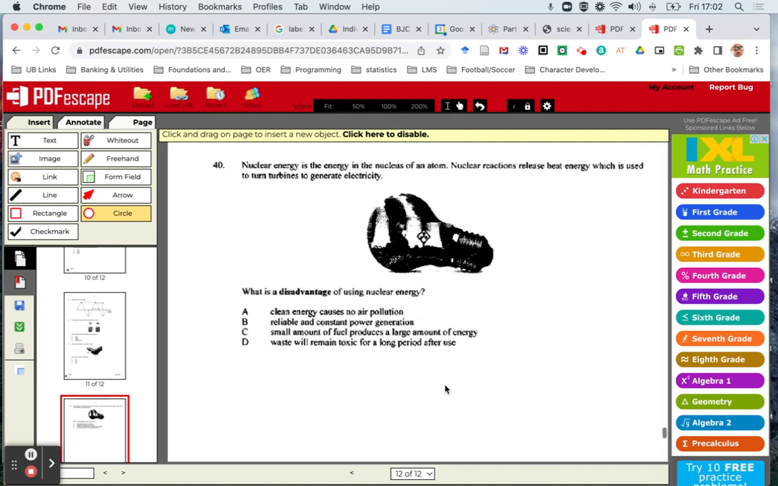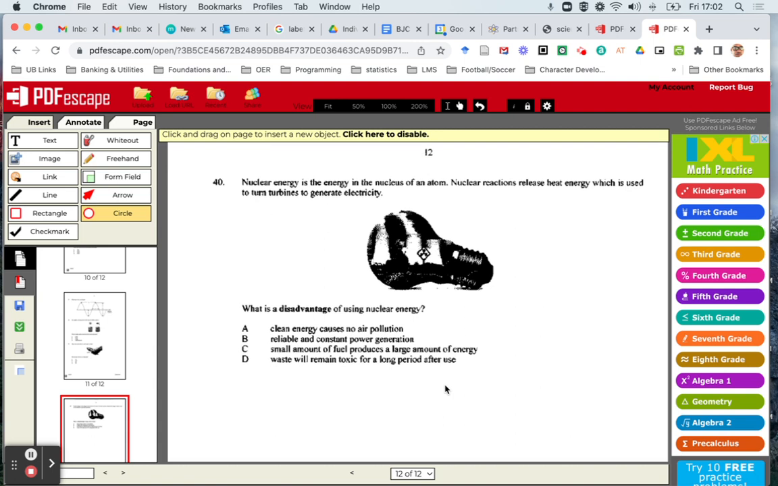Our last question. Nuclear energy is the energy in the nucleus of an atom. Nuclear reactions release heat energy, which is used to turn turbines to generate electricity. What is a disadvantage of using nuclear energy? Nuclear energy is very clean, so it's not a reliable and constant power generation. No, that's an advantage. Small amount of fuel produces a large amount of energy, also an advantage. Waste remains toxic for a long period after use, and that's the correct answer, 40D.